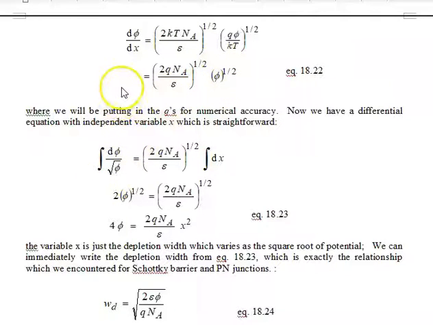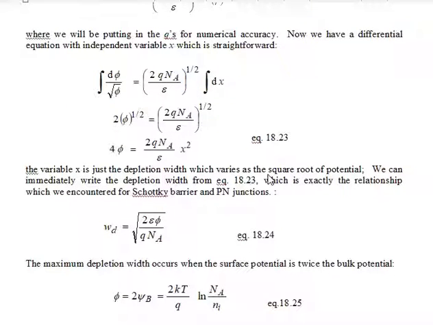Just bring this over to the left side, bring the x over to the right side. Everything else is a constant. So this is relatively straightforward to integrate. φ to the minus 1/2 integrates to φ to the plus 1/2. Of course, I bring down 2. And then this term just carries over, and the integral of the x is just x. I square both sides, getting equation 1823.